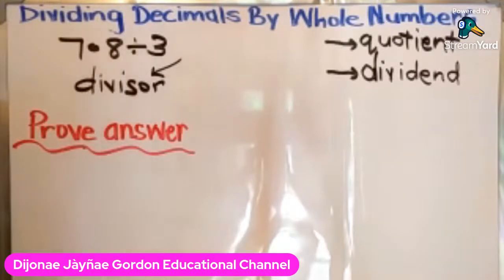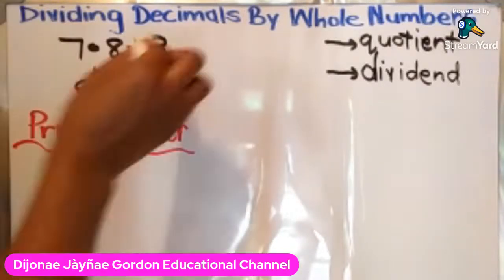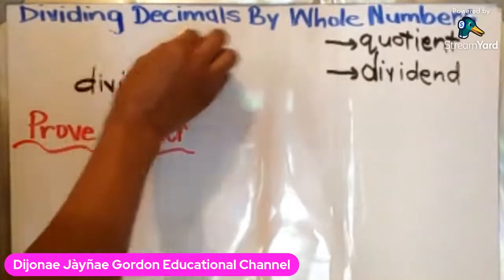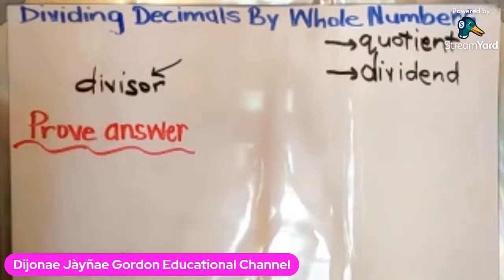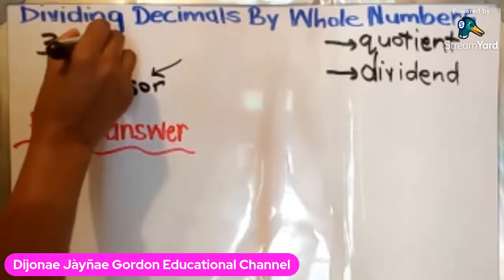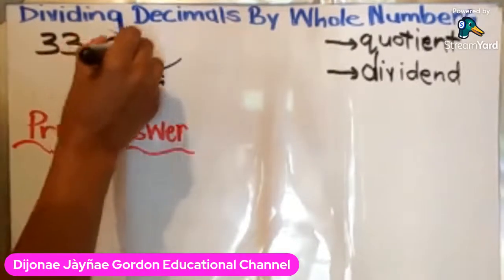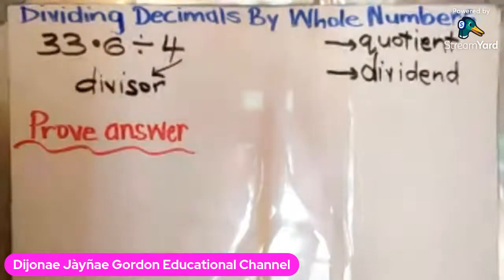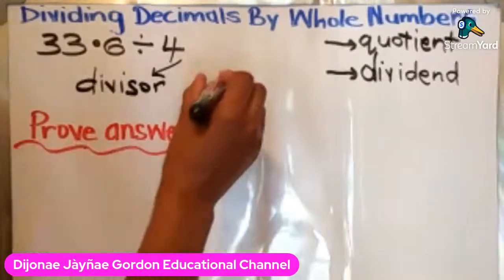All right, guys, let us look at the next problem. And of course, the next problem that we have here is 33.6 divided by 4. That's the next problem. And I'm going to write it so you can see it. All right, let's do it together. So that's 33.6. And of course, we're dividing by 4. All right, so that's the problem that we're going to be working.